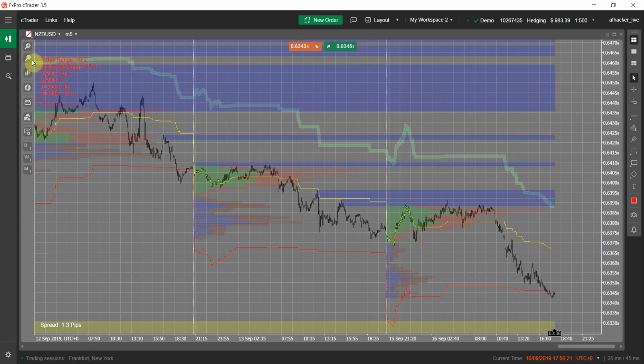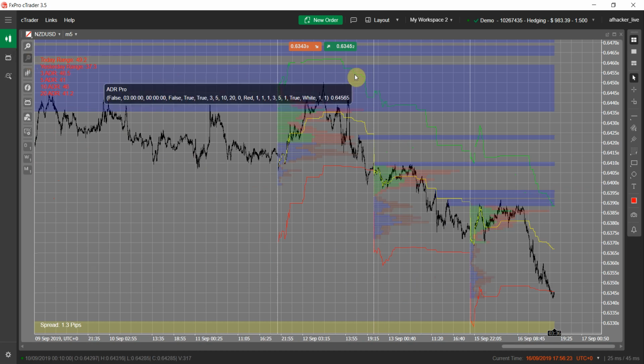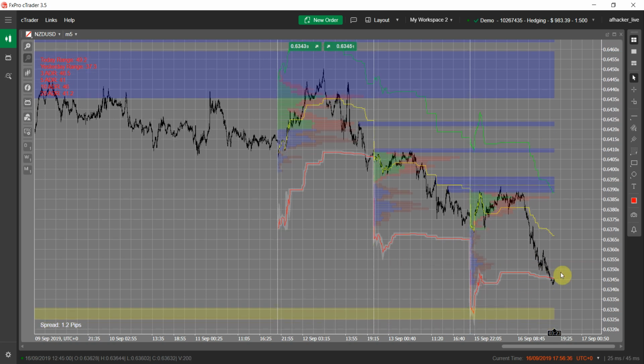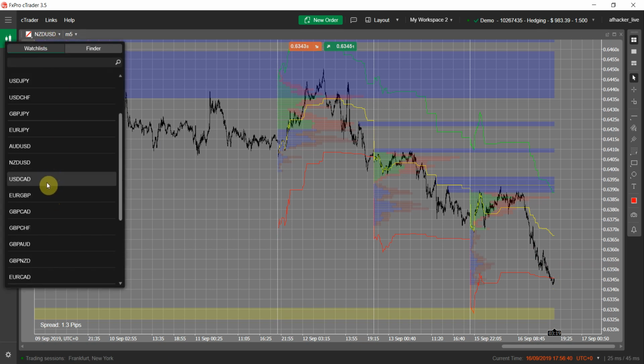Okay, do we have anything here? No. No, price never came that high. Okay, price keeps falling, but there is no demand zone. The problem is this. USD CAD.